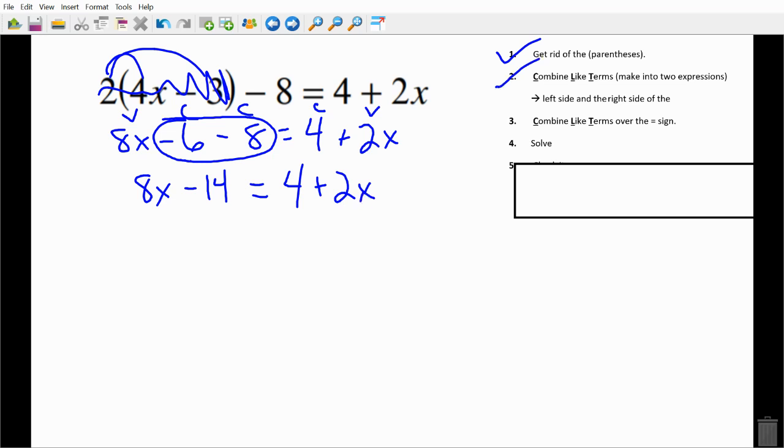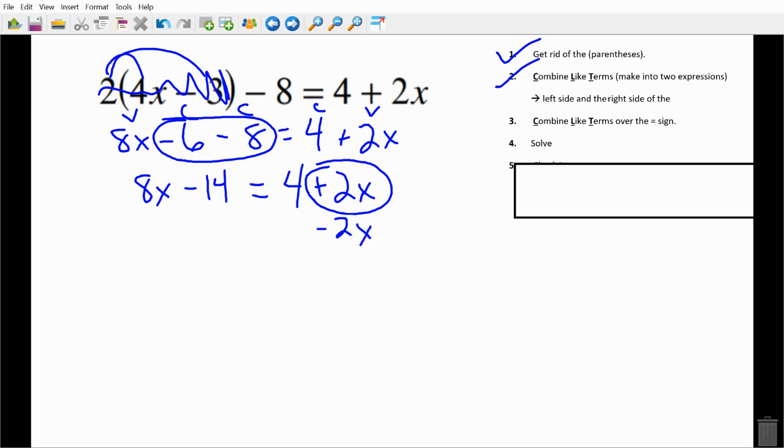Step 3 says combine like terms over the equal sign. So as math people, we like to kind of be in a routine. A lot of people like to move the variables to the left side of the equation. So what I'm going to do is take this term, positive 2x, do not forget that sign in front, and move it across the equal sign. Remember, what's left and right? They're opposites. So what's an opposite of a positive 2x? Good, negative 2x.